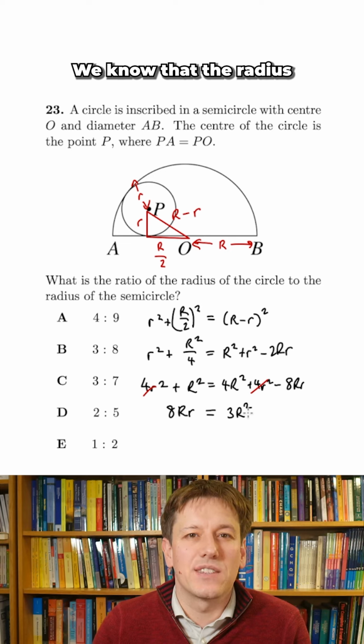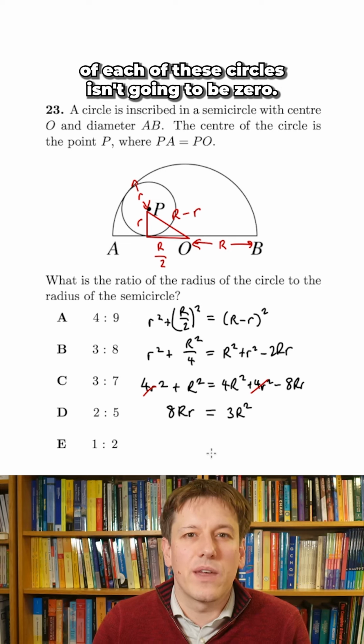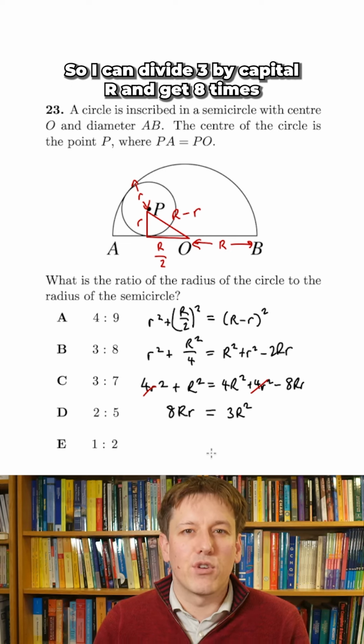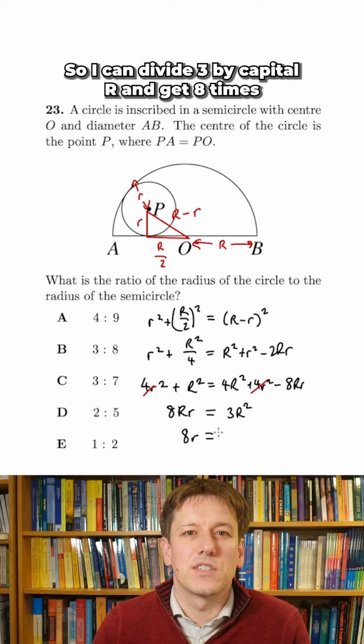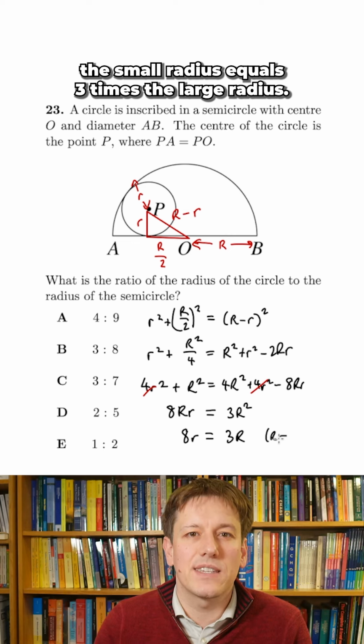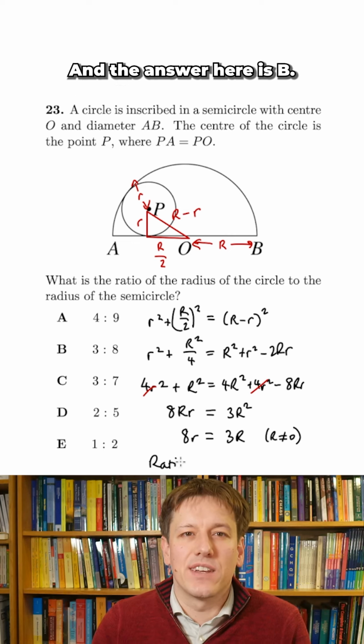We know that the radius of each of these circles isn't going to be 0, that wouldn't make sense in this problem, so I can divide through by capital R and get 8 times the small radius equals 3 times the large radius, so that finally gives us a ratio of 3 to 8, and the answer here is B.